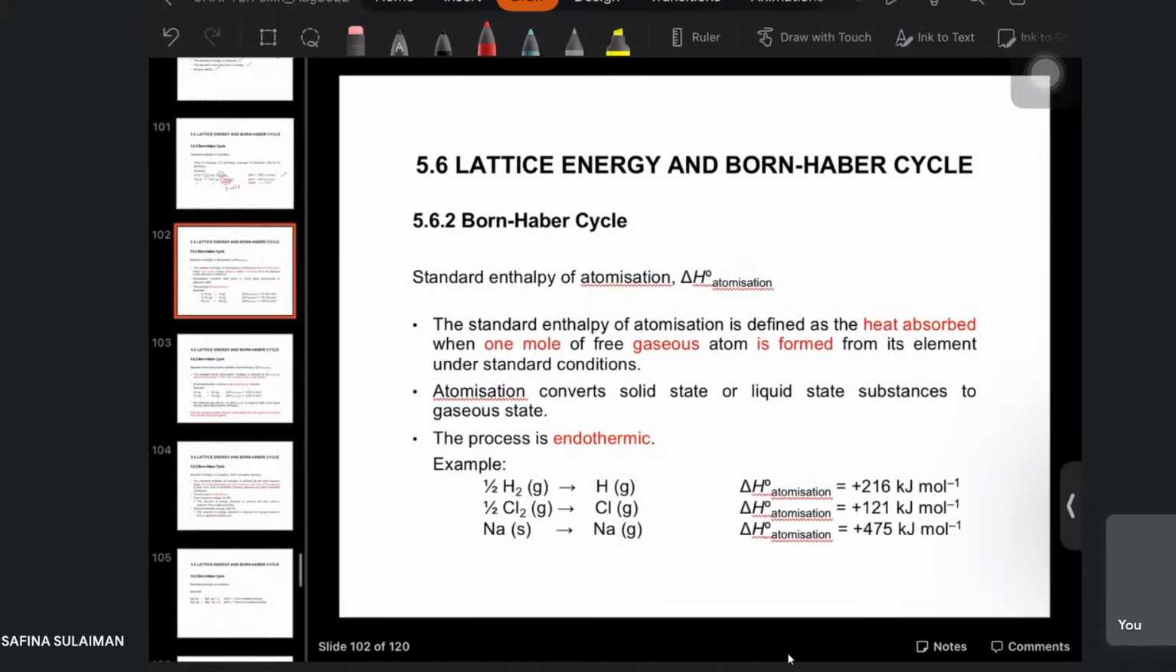Okay. So the second one is the enthalpy of atomization. So what is the enthalpy of atomization? The enthalpy of atomization is defined as the heat absorbed. You must remember the definition, because for every enthalpy they can ask in the question. The heat absorbed when 1 mole of the free gaseous atom is formed from its element under standard condition. So atomization converts the solid state or liquid substance to the gaseous state, and the process is endothermic.